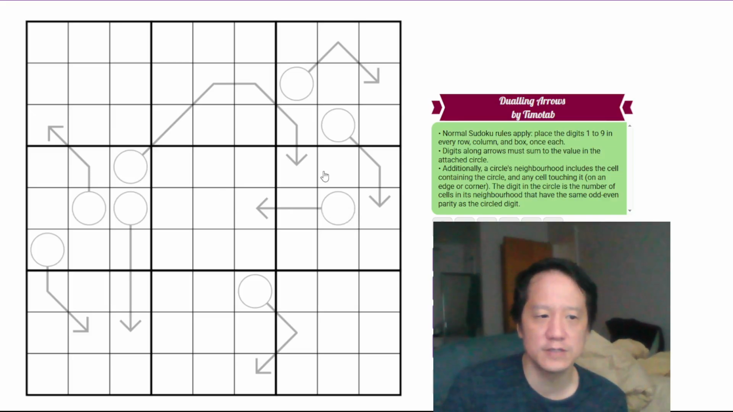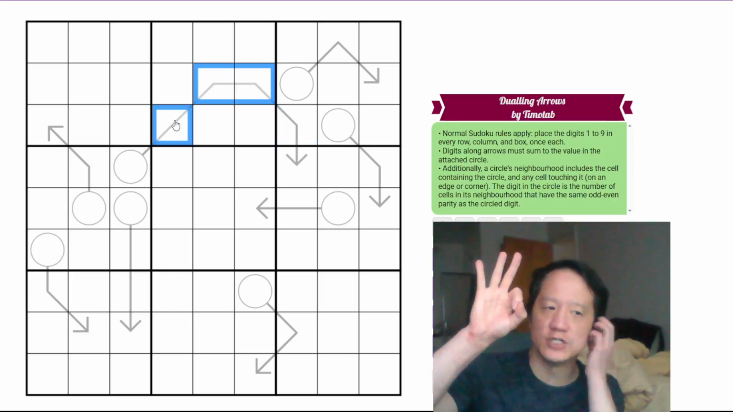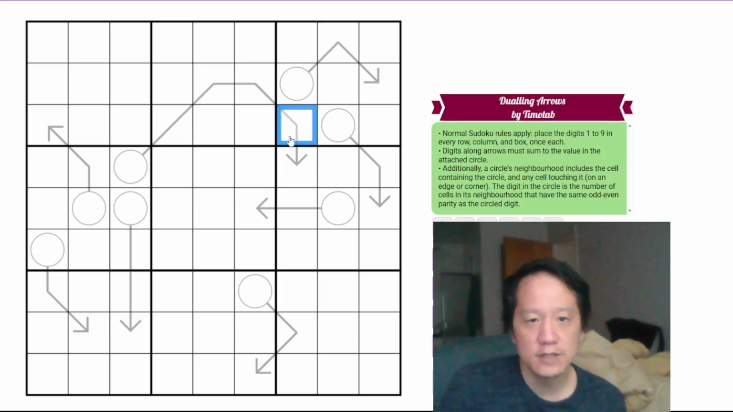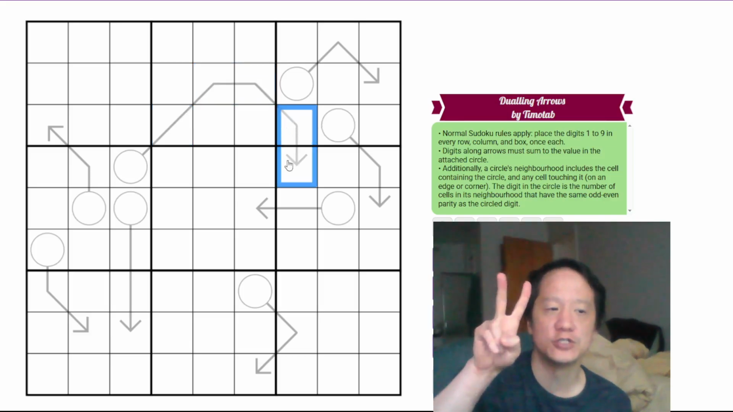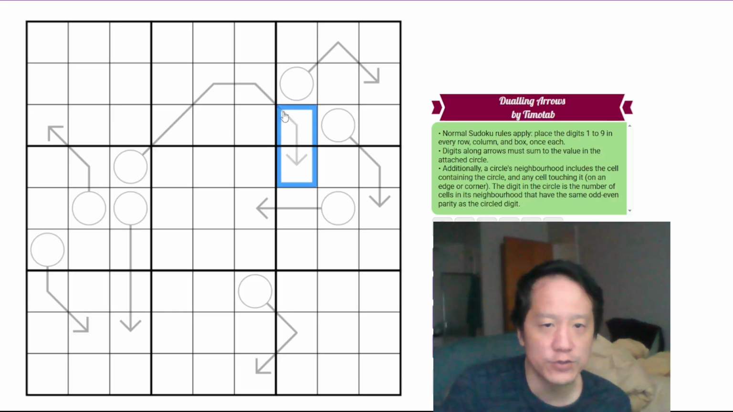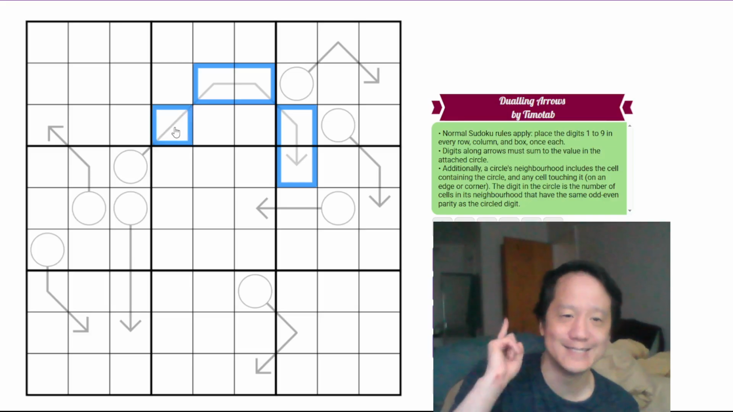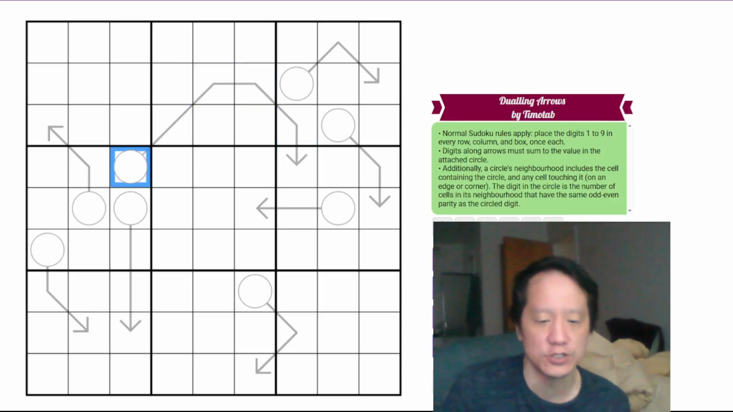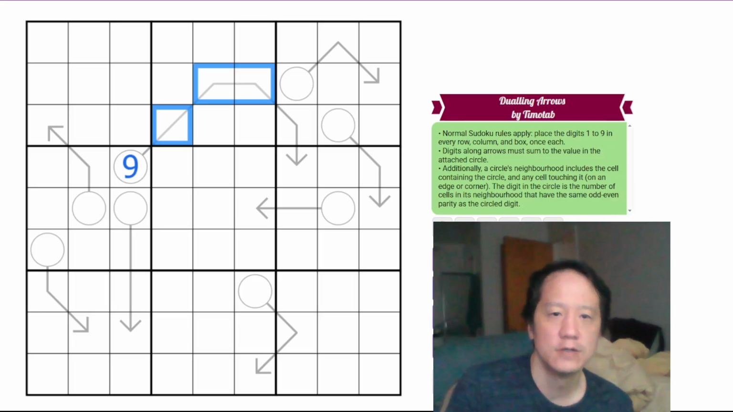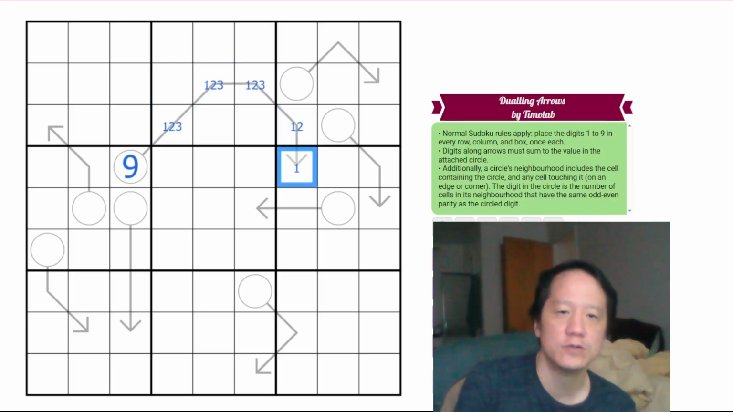Okay, the first thing that sticks out to me is this long arrow here. This is at minimum 3 unique digits, so it has to be at minimum 1 plus 2 plus 3, which is 6. These are at minimum 2 unique digits, so you have to have 1 plus 2 at minimum. Therefore, the total of this arrow at minimum is 9, and since that's the maximum digit you can have, this must be 9, and it must equal 1, 2, 3 here, and this must be 1 and 2.